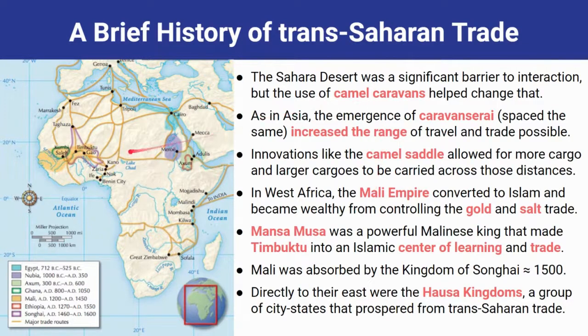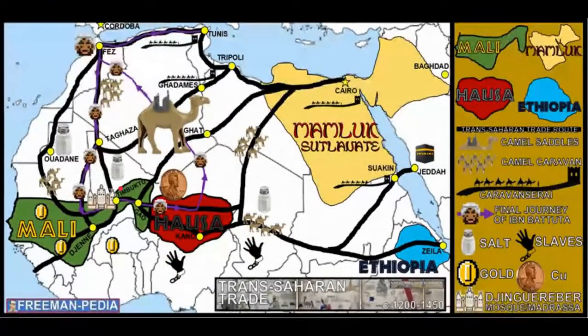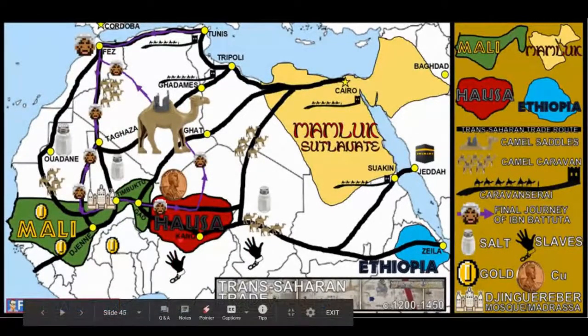And you should know that to their east you have the Hausa Kingdoms, which were really just city-states. It wasn't one kingdom, but a collection. And they benefited a lot from, as you might imagine, all these lines, which are the major trade routes. They benefit from that trans-Saharan trade, not just north to south, but also east to west. This map shows you where the Hausa Kingdoms were, where Mali was, and then other groups like the Mamluks in Ethiopia over here, and what some of those major roads were.